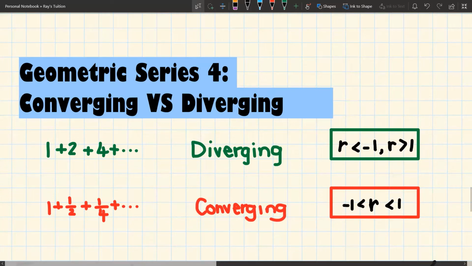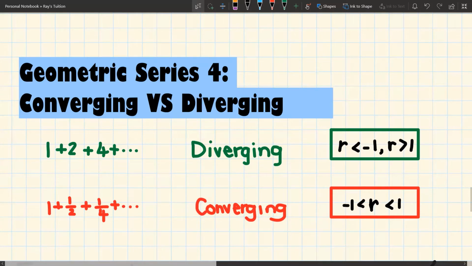So how will we determine mathematically, or what is the criteria to find out whether a geometric series is diverging or converging, is to look at the R. The R is the ratio between the terms, which is any term divided by the previous term. If the ratio is either less than -1 or greater than 1, then our series is diverging. So it will get bigger and bigger. If our ratio is between -1 and 1, then our series will be converging, as in get smaller and smaller.